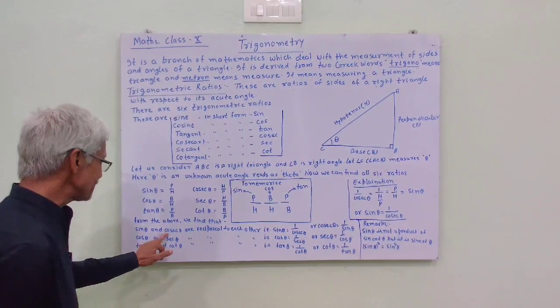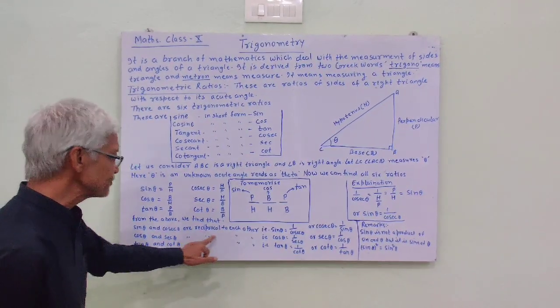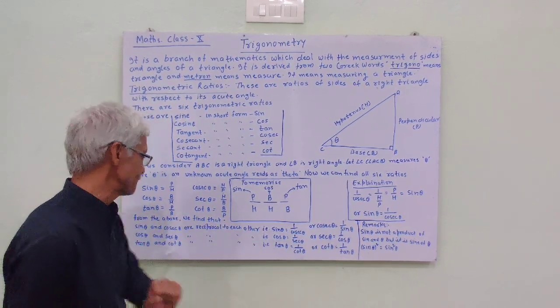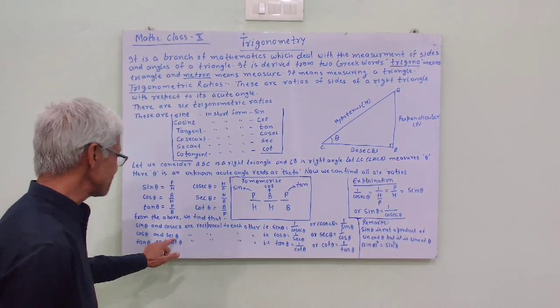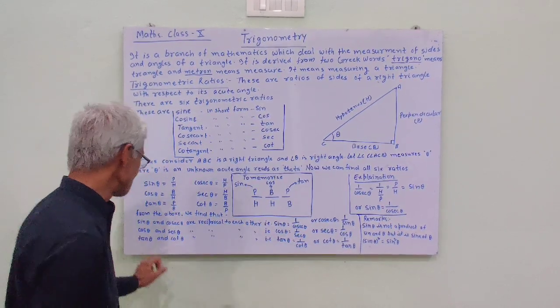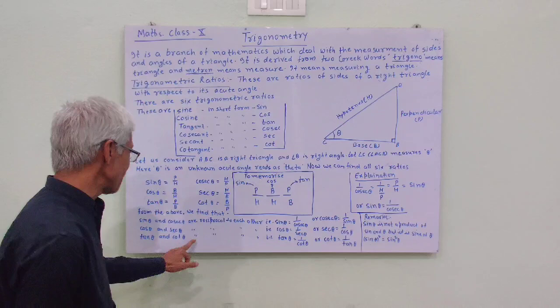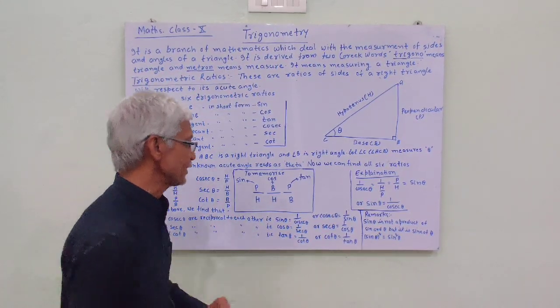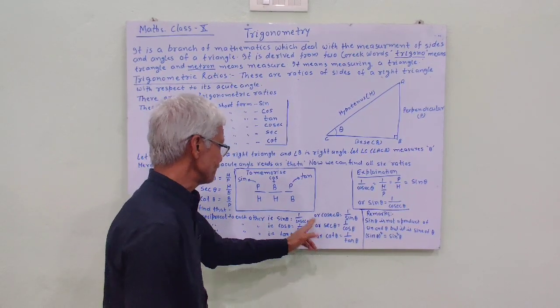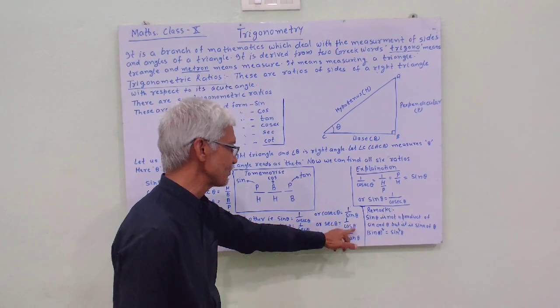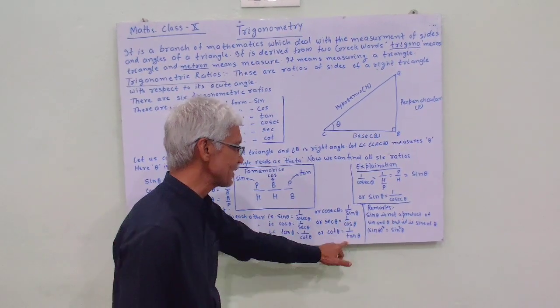Like sin theta and cosec theta are reciprocal to each other, means sin theta is equal to 1 by cosec theta. Cos theta and sec theta are reciprocal to each other, that is cos theta is equal to 1 by sec theta. And tan theta and cot theta are reciprocal to each other, that is tan theta is equal to 1 by cot theta. Or it can be written as cosec theta is equal to 1 by sin theta, sec theta is equal to 1 by cos theta, cot theta is equal to 1 by tan theta.